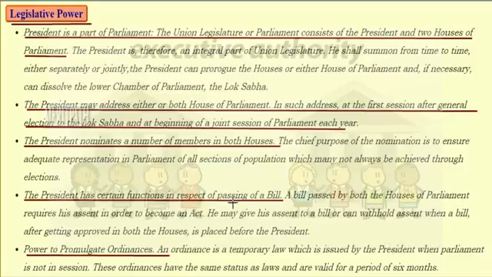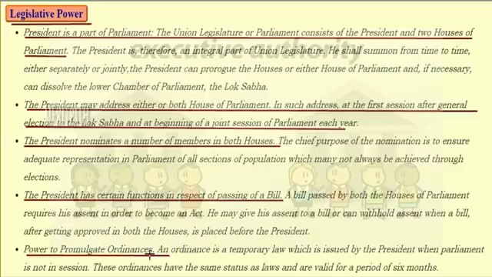The President has certain functions in respect of passing a bill. A bill passed by both the houses of Parliament requires his assent in order to become an act. He may give his assent to a bill or can withhold assent when a bill, after getting approved in both the houses, is placed before the President.